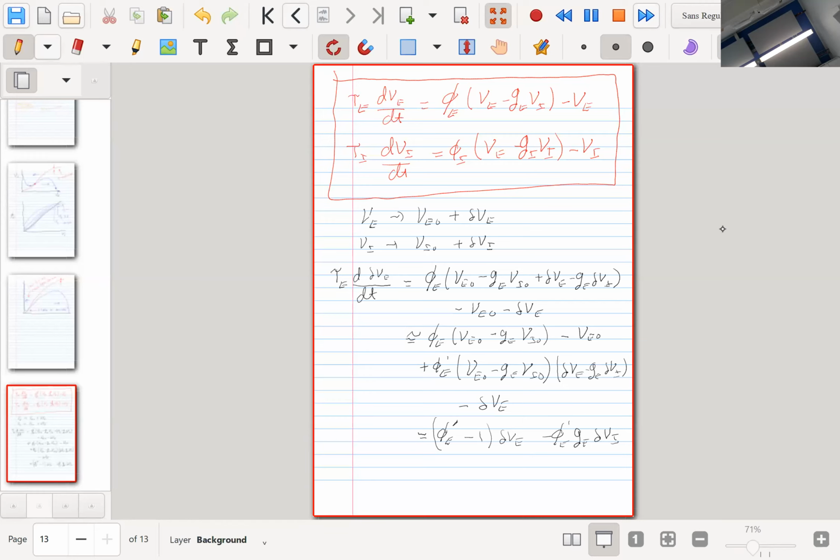The one for delta nu I is about the same. Tau I d delta nu I dt equals phi I prime delta nu E minus phi I prime plus 1 gi delta nu I. Okay, so tau e d delta nu e dt, oops, tau I.